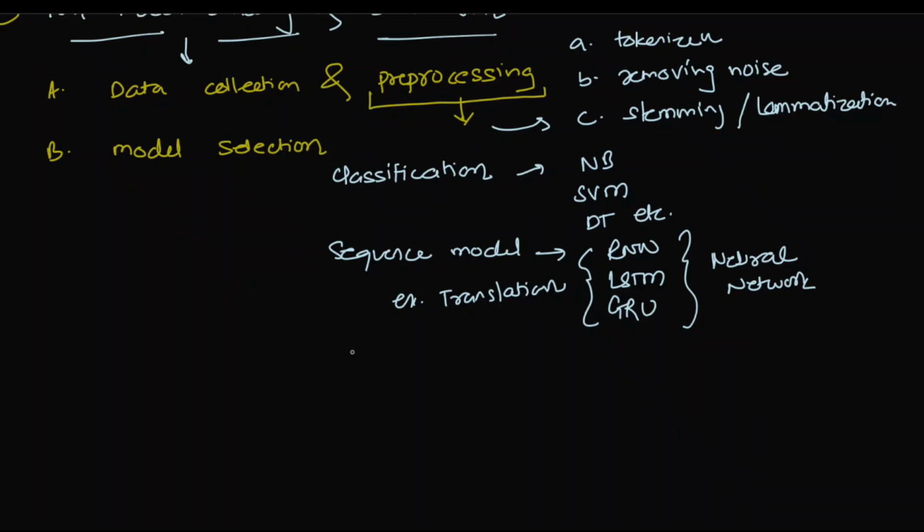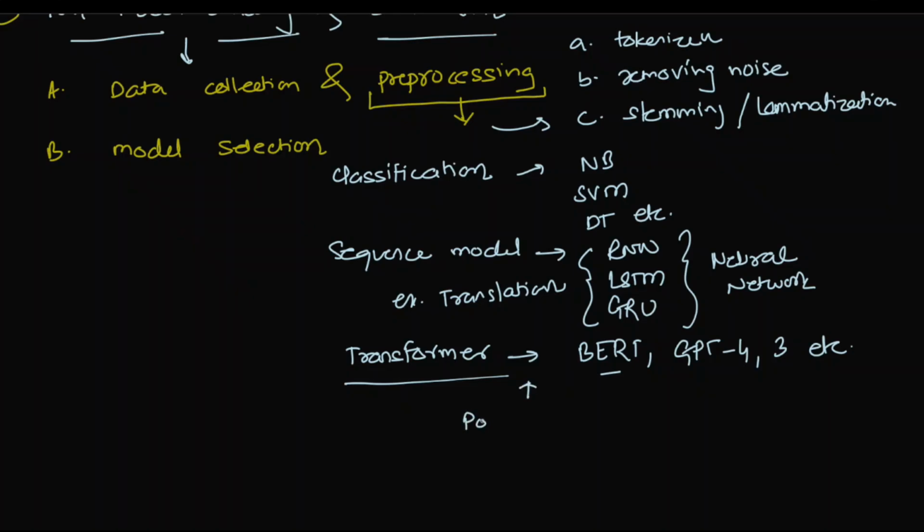Now there are advanced models that nowadays everyone is using, called transformer based models. For example, BERT, GPT, GPT-4, 3, etc. All these are transformer models. These transformer models are called powerful or state of the art models in NLP. They are giving very accurate results, and they are scalable enough. So once we selected the model based on our problem statement, then we go for the model training.